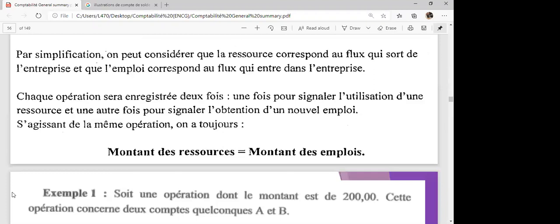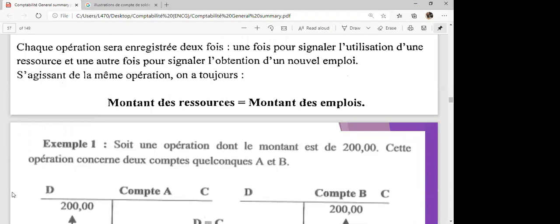So the main standing point of this principe de double entrée is that both figures should be equal. Whether you're looking at it from the perspective of the buyer, it should be equal to looking at it from the perspective of the seller. Let's say bought goods for 5,000. To the buyer, he paid 5,000. And to the seller, he gained 5,000. And he lost goods worth 5,000 dirhams. That's the way it works.